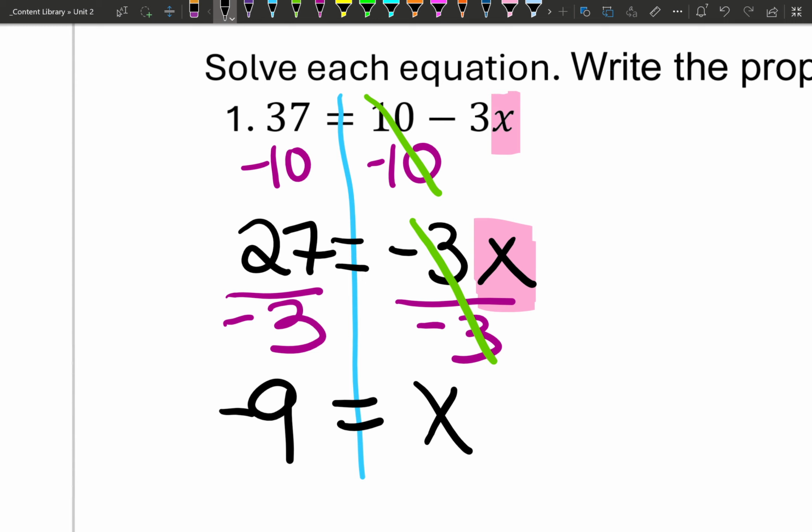Oh, I don't like how that looks. Let's undo that. There we go. Beautimous.